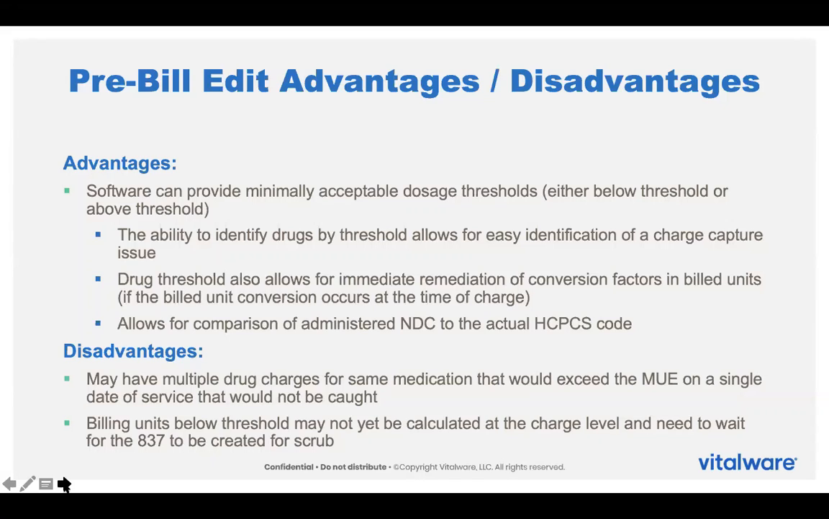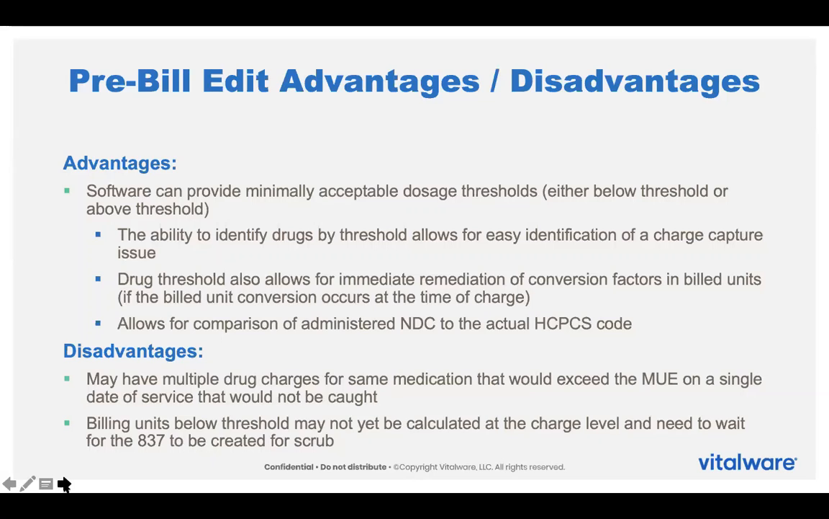Disadvantages is that you could have multiple drug charges for the same medication that would exceed the multiple medically unlikely edits on a single date of service that would not be caught. So say you accidentally triple charged it and the units came over okay, it exceeded the MUE, but it wouldn't be caught because it's pre-bill. Billing units behold threshold may not always be caught because sometimes that conversion happens at the time of creating the claim.